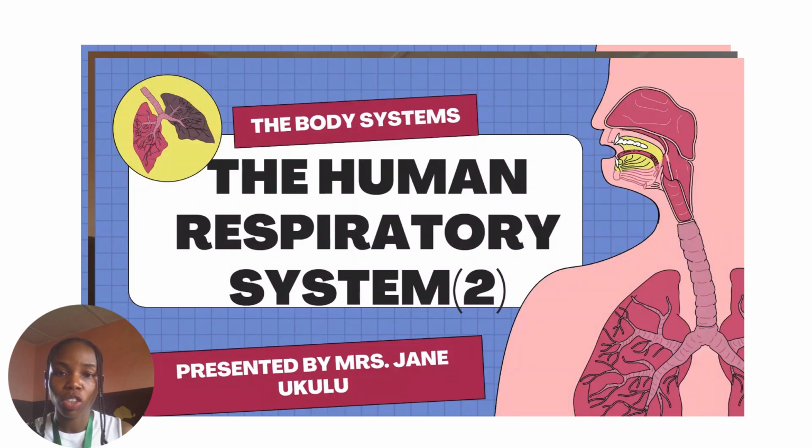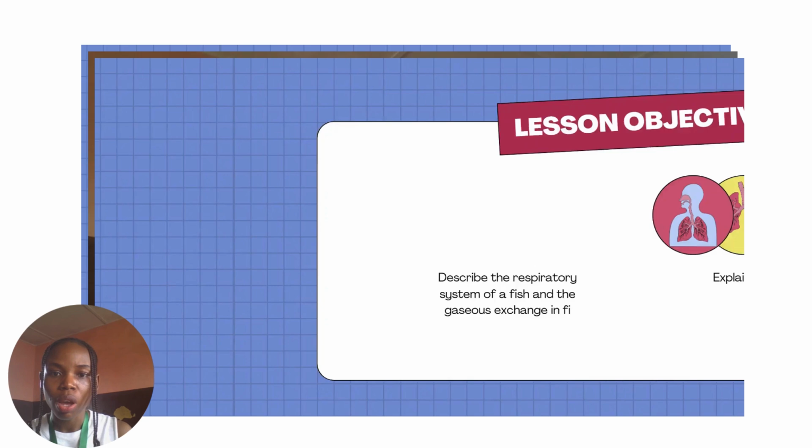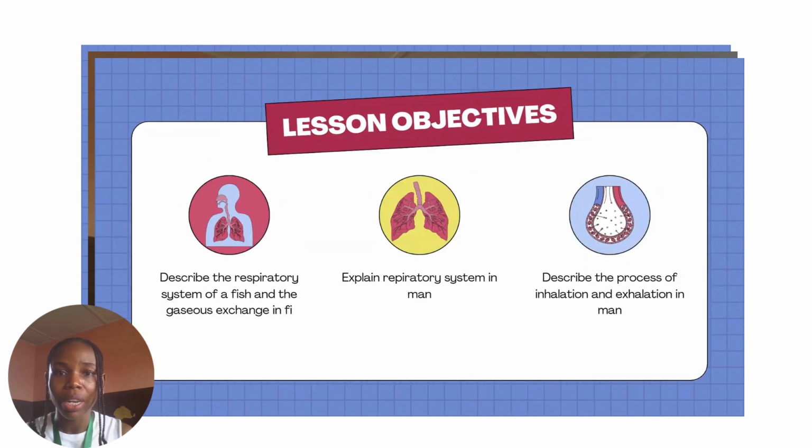My name is Mrs. Jane Okulu, and this week we are going to be talking on the human respiratory system part 2. Don't forget, last week we talked about the respiratory system part 1. So this is a part 2 of it. And at the end of the class, I expect every one of you to be able to describe the respiratory system of a fish and the gaseous exchange in fish. Then you should be able to explain respiratory system in man and describe the process of inhalation and exhalation.